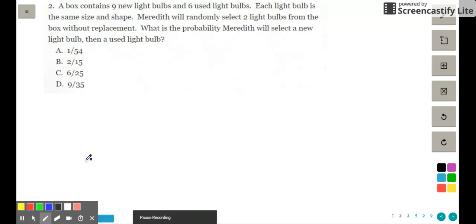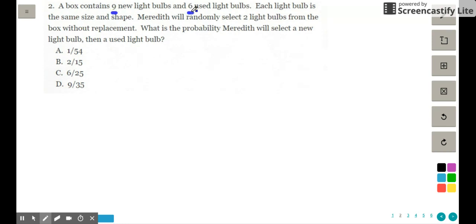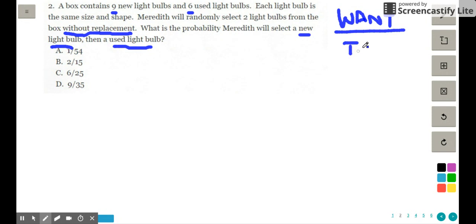So a box contains 9 new light bulbs and 6 used light bulbs. Each light bulb is the same size and the same shape. Meredith is going to select 2 light bulbs from the box, keyword: without replacement. So what's the probability that Meredith will select a new light bulb and then a used light bulb? Remember, probability is what I want to happen over the total opportunities, the total options.